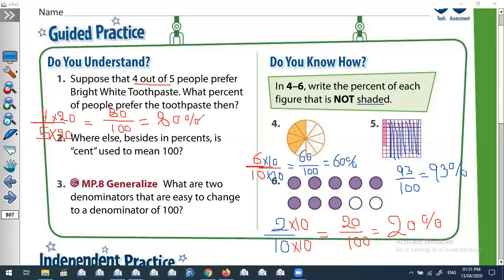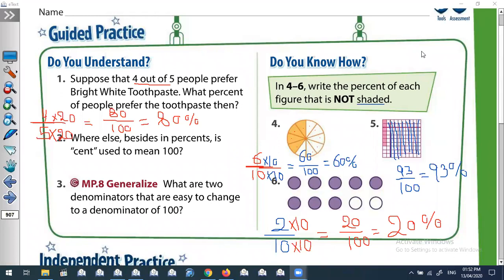So again, the percent, its denominator should be 100. Now let's move to another exercise.